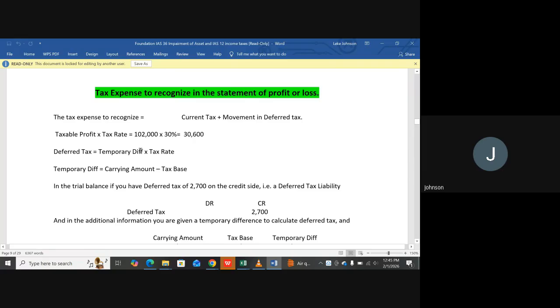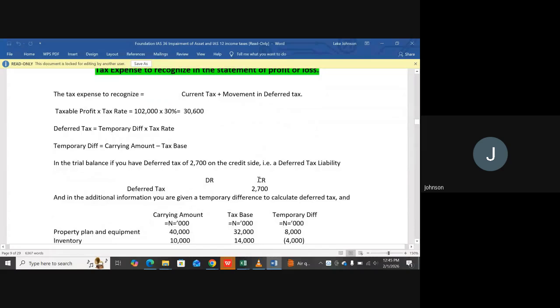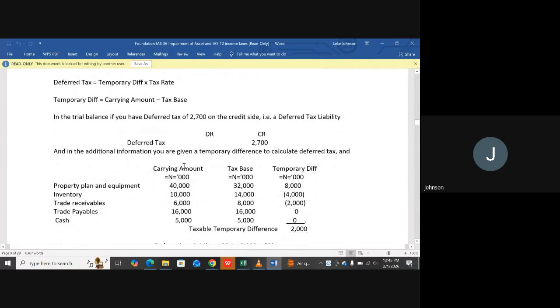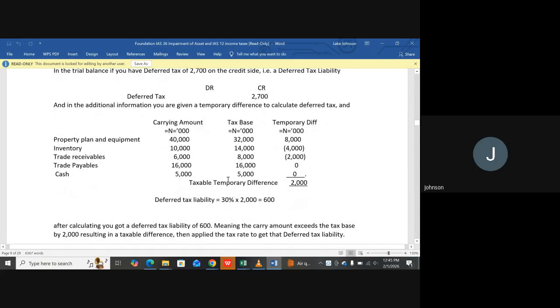Okay. So we now say that you have done your current tax. We're not looking at the movement in deferred tax, right? We've seen the deferred tax for last year. So you now come here, they gave us information for this year. You now also try and calculate deferred tax this year. In the additional information, you are given the temporary differences to calculate deferred tax. And look at it now. With this information, you have to calculate your temporary difference.